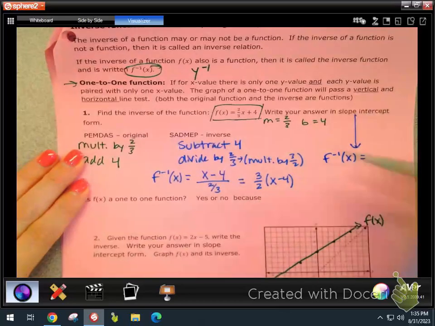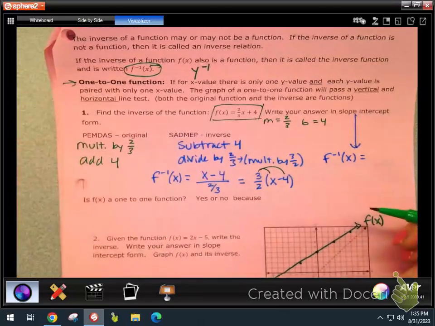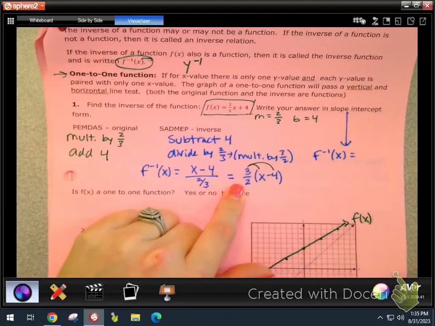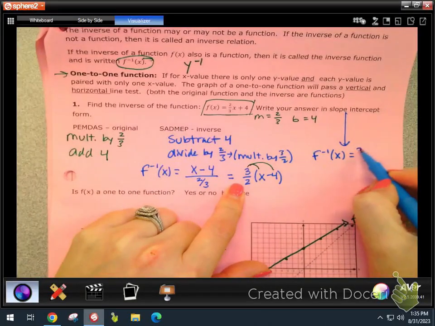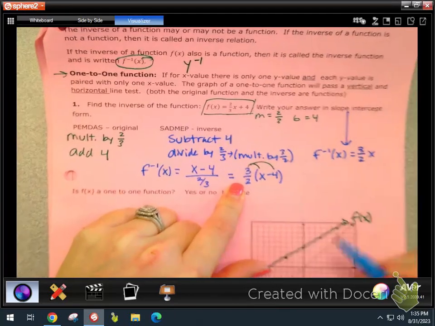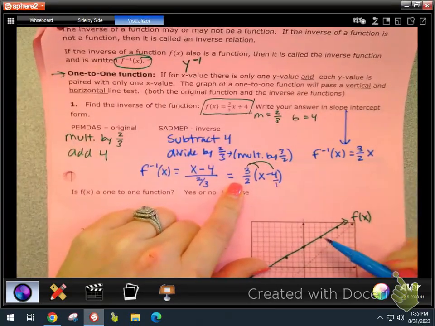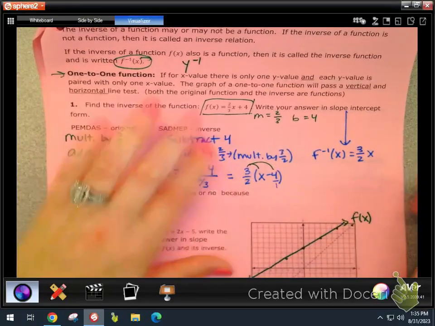Distribute. So let's practice multiplying with fractions because that's everyone's favorite thing to do is fraction operations. 3/2 times x is 3/2 x. 3/2 times -4. Remember, this is 4 over 1. -6.